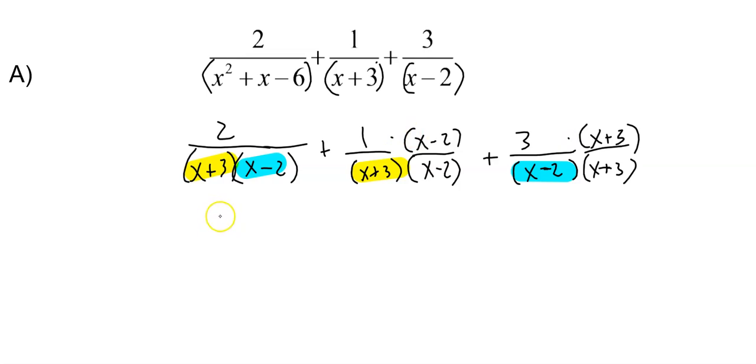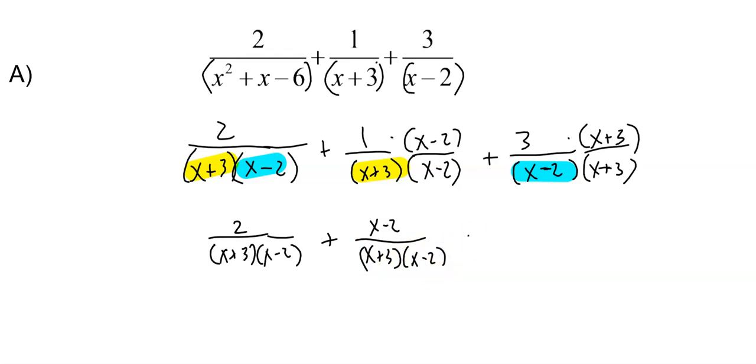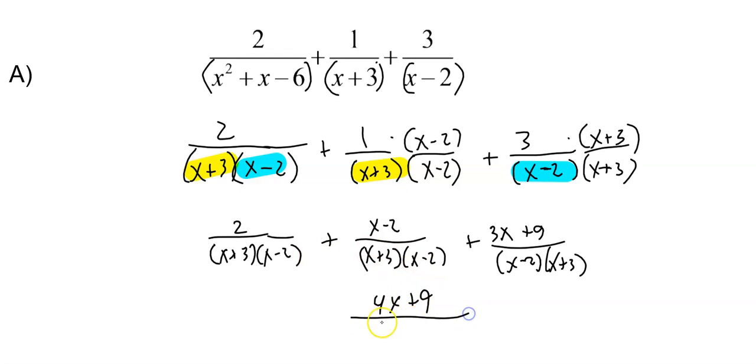So I get 2 over x plus 3, x minus 2, plus x minus 2 over x plus 3, x minus 2. I guess I could have just moved these together. Plus 3x plus 9 over x minus 2, x plus 3, the order doesn't matter. Okay, now I'm going to add up all the numerators. So I get 4x plus 9, I believe, over x plus 3 times x minus 2. And so the restrictions are x cannot equal negative 3 and x can't be 2.